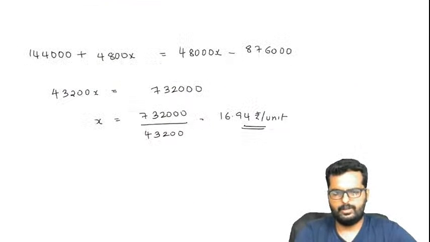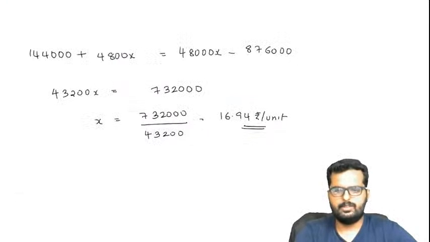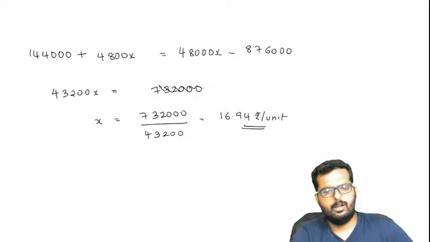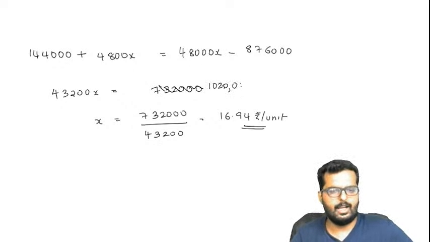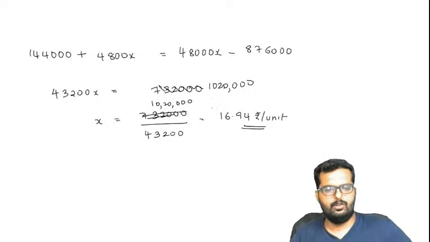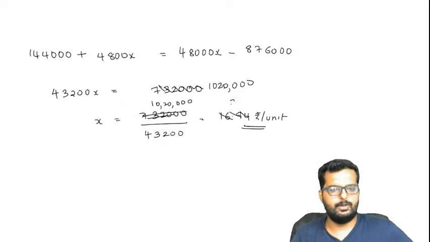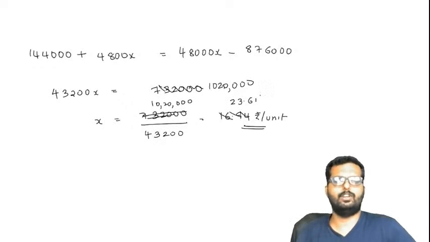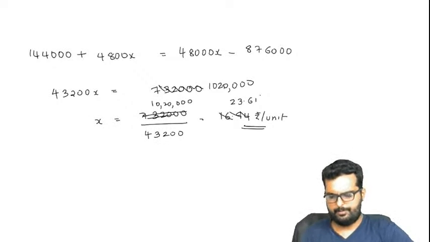Is it 23.61? Is there a mistake again? Oh God, I have to add these numbers. Sorry friends, I've made another mistake over here. Yes, we have to add these numbers. So this would turn out to be 10,20,000. So this answer would also change. Would get the answer as how much? 23.61. What you said is right. Can you please correct it, friends, in your books now?